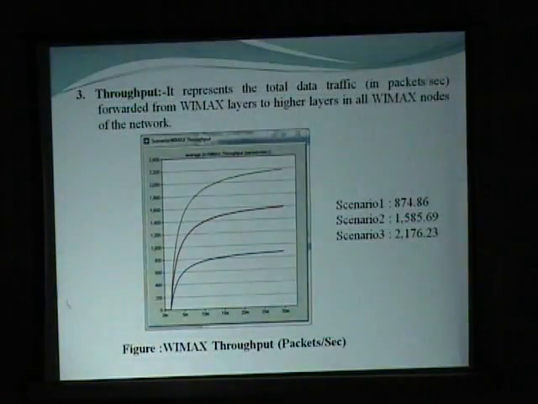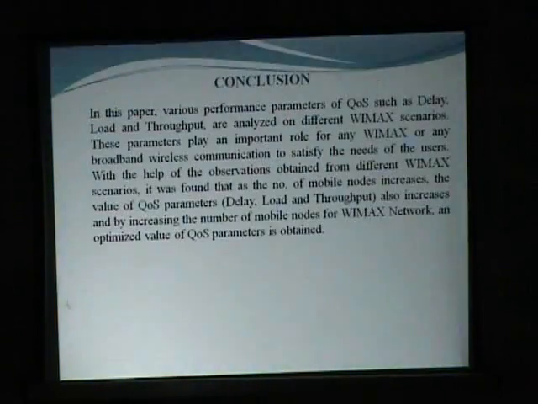Throughput. The value of throughput should be high. In scenario 1, the value of throughput is minimum, 874.86 packets per second. In scenario 2, the maximum throughput is 1585.69 packets per second. In scenario 3, the maximum throughput is 2176.23 packets per second.